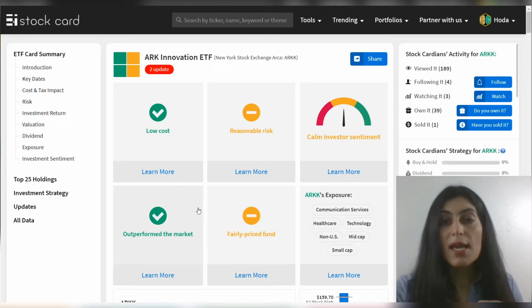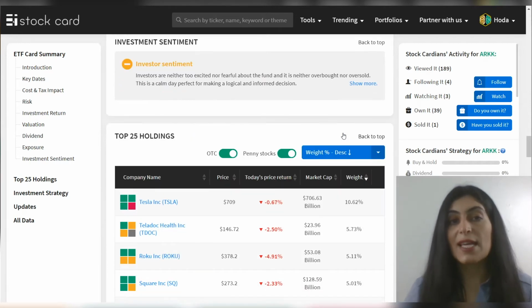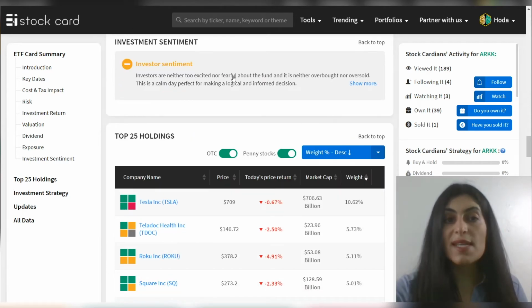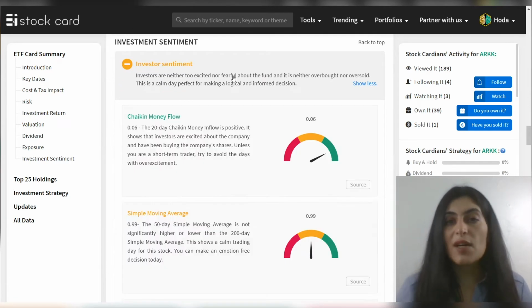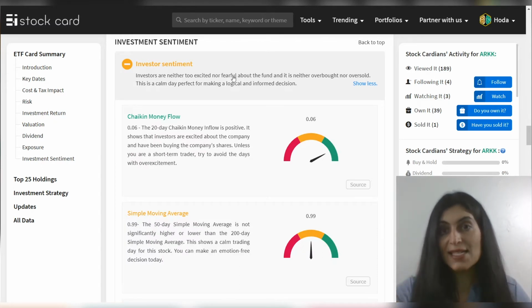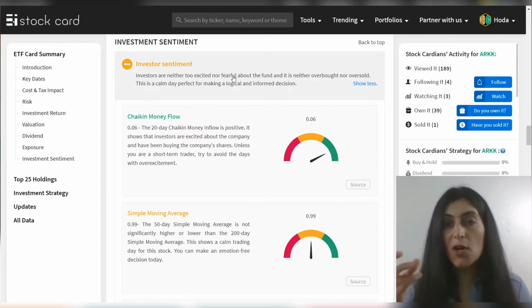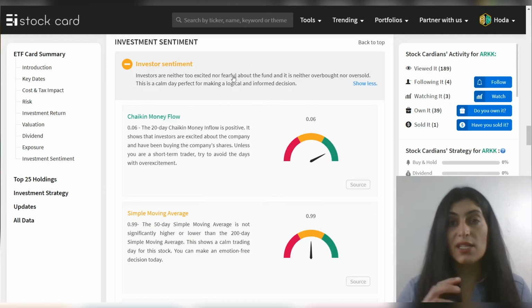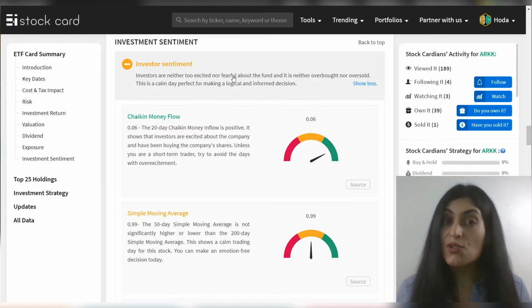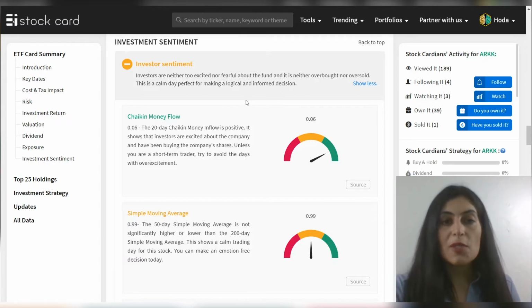For example, if you wanted to know about sentiment, as of now, about ARKK or ARK Innovation ETF, you of course can click on the sentiment itself and it takes you to the sentiment section of the ETF card. And just like a stock card, we have the last layer, all the information you want automatically pulled into the ETF card. And it gets refreshed every night, by the way. And you can get all the information you want.